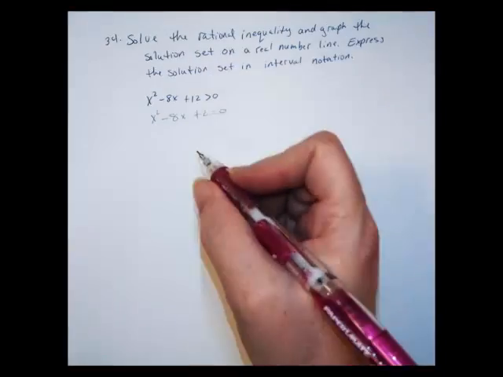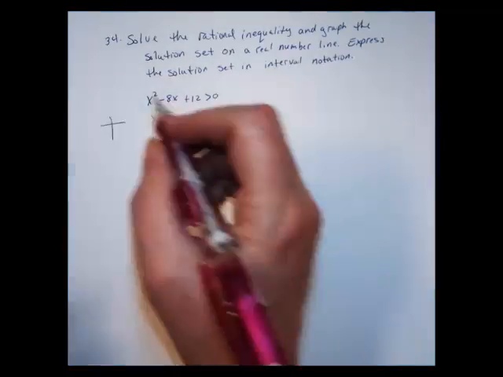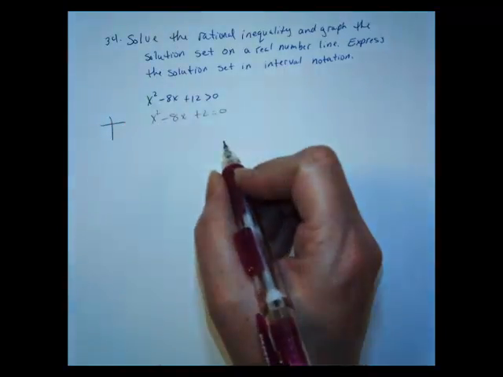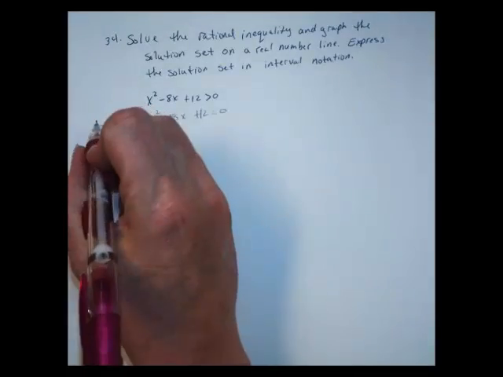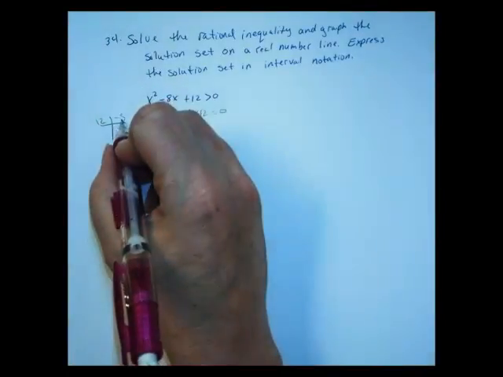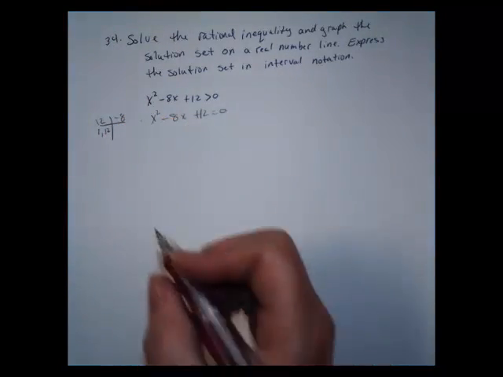So we now need to factor this. We're going to take a times c, which is 1 times 12. And that'll get us 12. And we're trying to get to a negative 8. So I'm going to start with 1 and 12. I've got to figure out what my signs are.